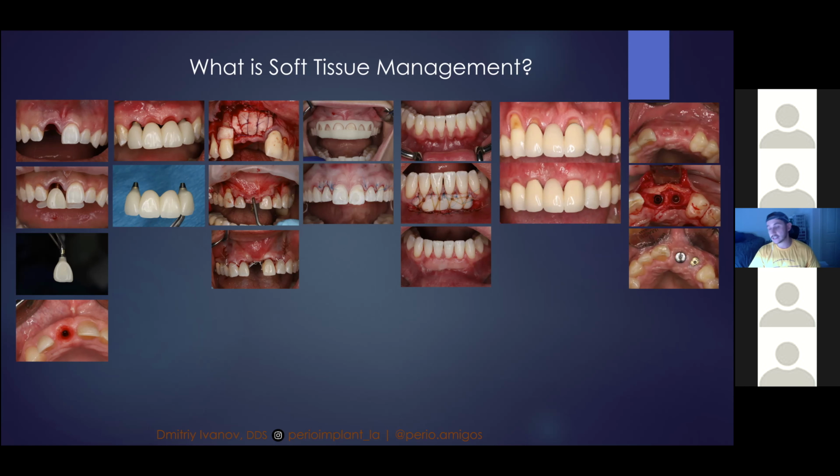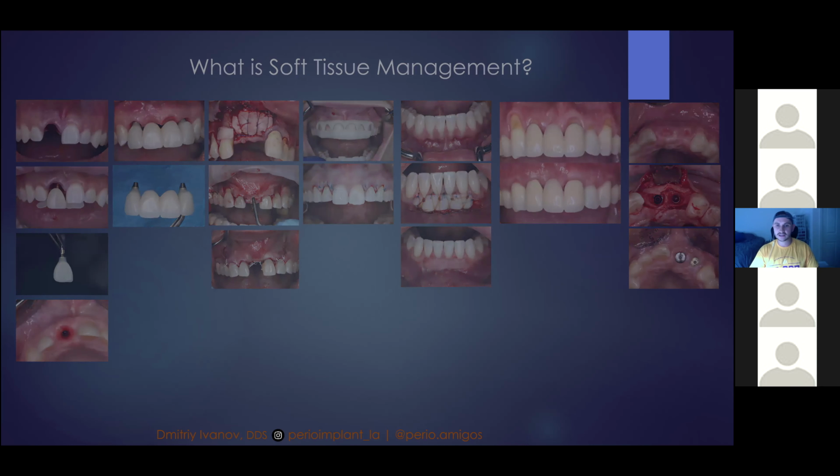And then lastly, developing sites around implants that may be edentulous sites with deficiencies or defects. So that's just a kind of a broad overview of things that we call soft tissue management. Obviously, there's a lot more, including suturing techniques and whatnot. But that's kind of in a nutshell.